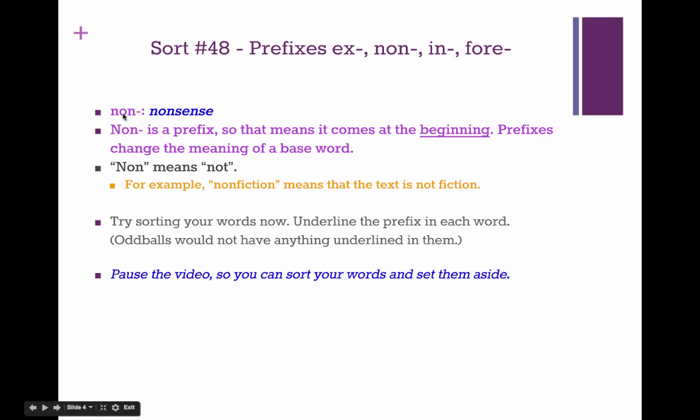Alright, the next one we're going to look at is non, such as nonsense. Non is a prefix, so it means it comes at the beginning. Prefixes change the meaning of a base word, when there is one. Non means not. For example, nonfiction means that the text is not fiction. All of the words you're looking at this week do have an actual base word, unlike the last column that we are looking at with X. All of these that have non do have a base word on them.